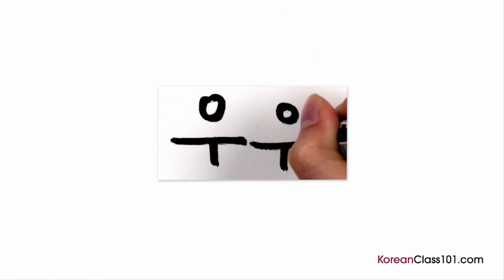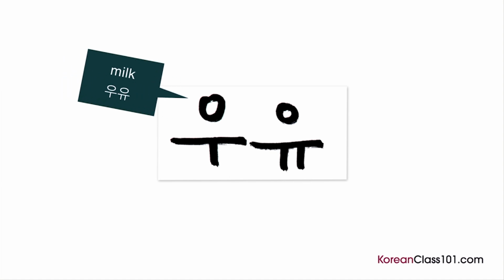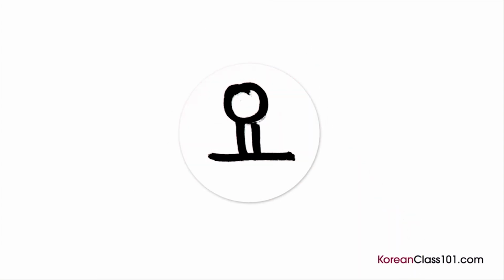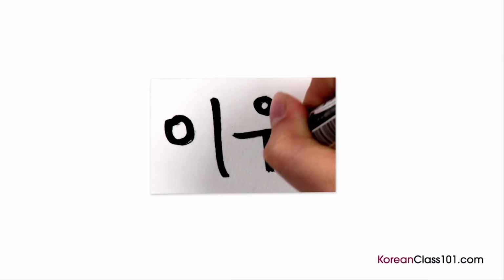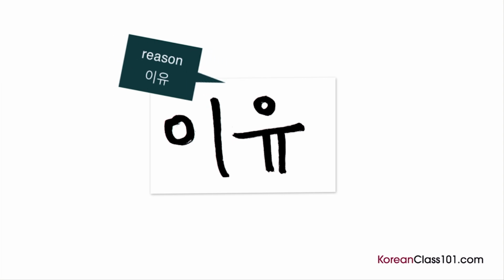Now for some example words. Can you read this? This is 우유, which means milk. And this? This is 요. It's a formal sentence ending particle. You put it at the end of a sentence to make it polite. For example, 우유요. How about this word? It's 이유, which means reason.